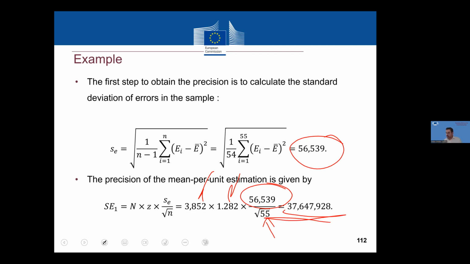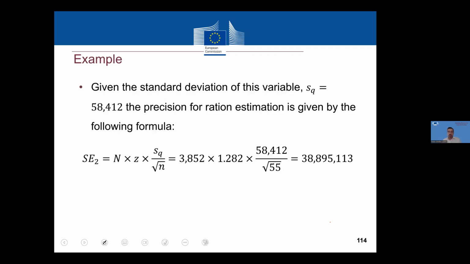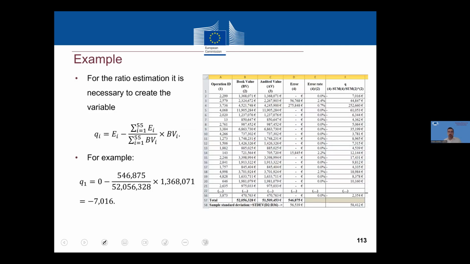What about ratio estimation? Well, the formula itself is quite the same until here, but the standard deviation is no longer the standard deviation of the error amounts, but the standard deviation of the Q values. How to do it? Well, in Excel, I have created a new column called the Q value. Remember, please: error minus error rate times the book value. I will simplify for the first operation in the sample. For the first operation, how much is the error? Column D, the error was 0. Okay, I put here 0.